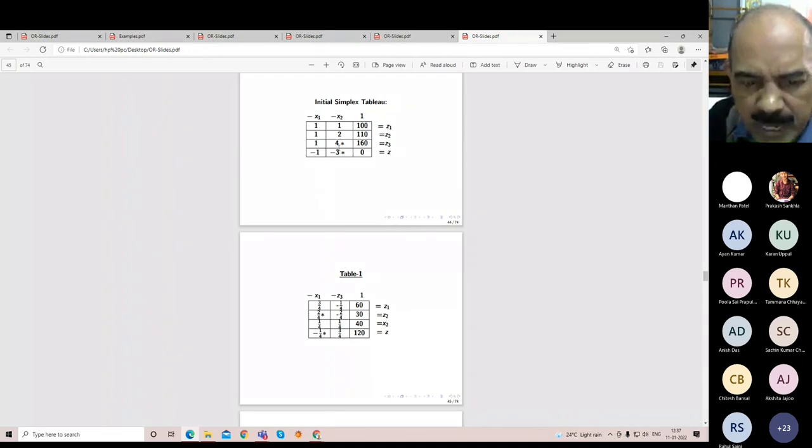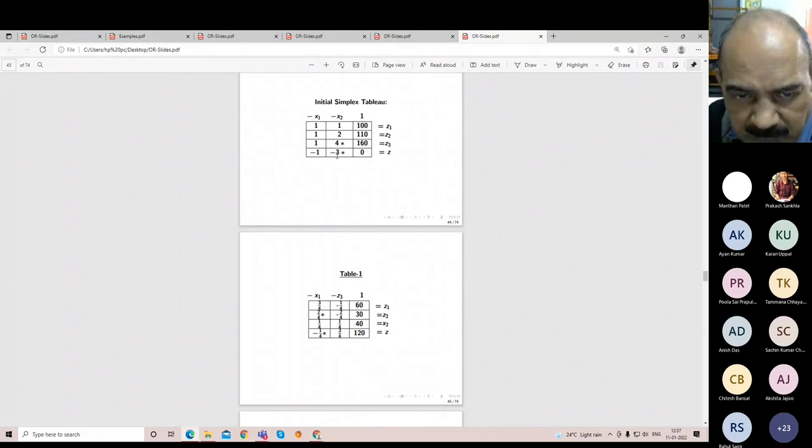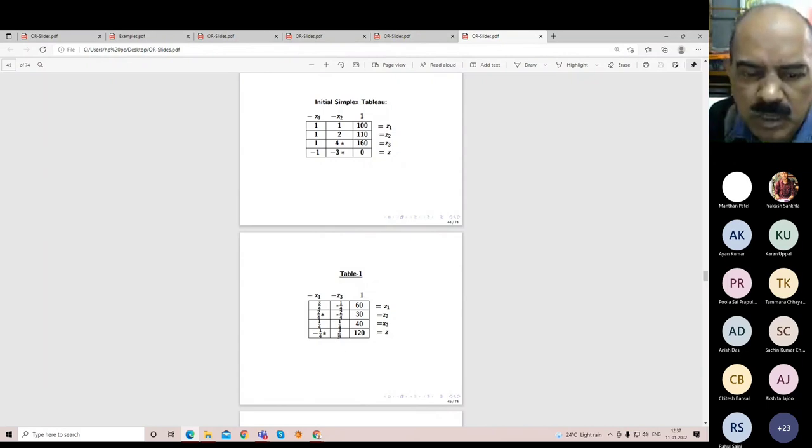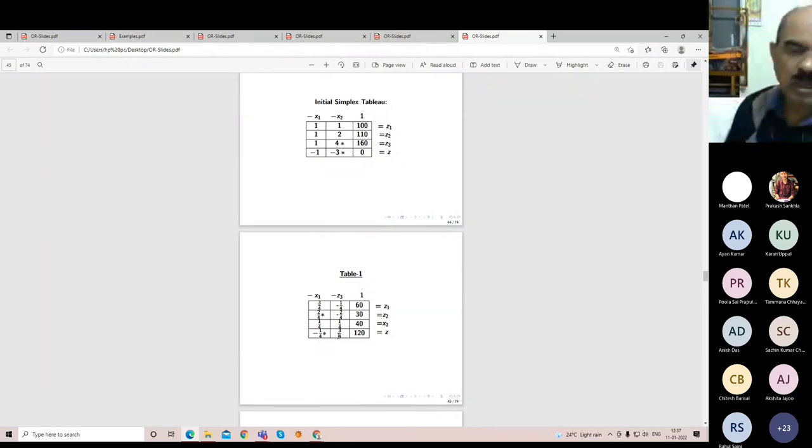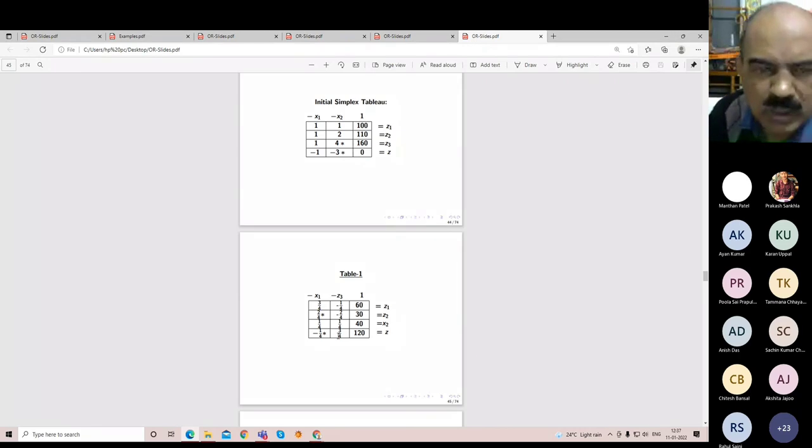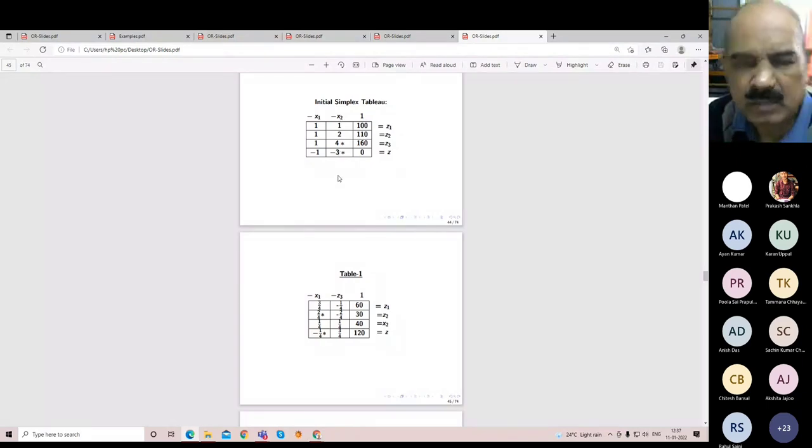This 4 already has been made 1 by 4. There is no change. Then in place of minus 3, you are dividing by 4 with a minus sign. This is plus 3 by 4. Plus 3 by 4. Now we have filled these 3 elements in the third row, then 4 elements in the second column. There are other elements.